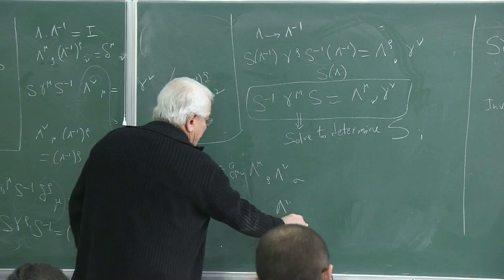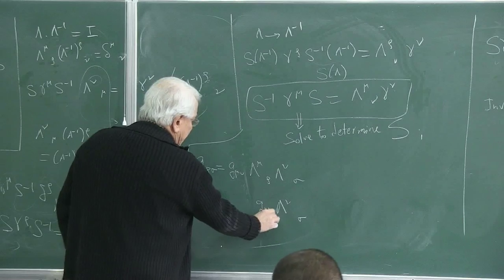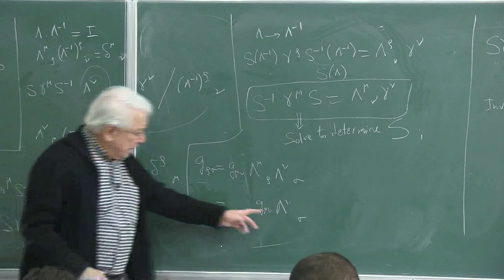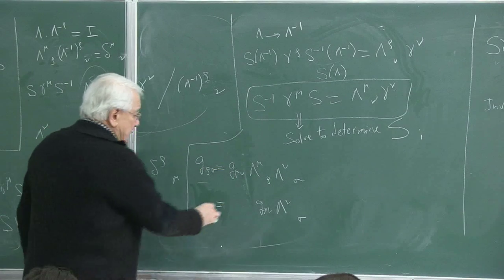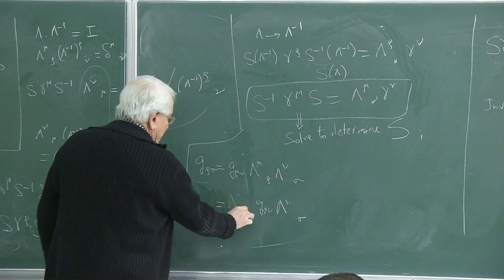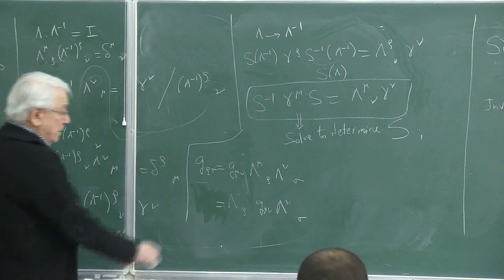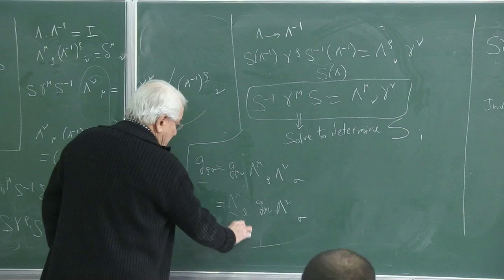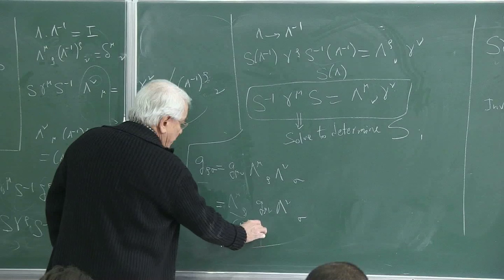The rightmost factor is lambda nu sigma. Let me put G mu nu next here, so that neighboring indices are contracted, indeed correct. But this factor is what? Lambda mu rho. I will convert this into lambda transpose rho mu.